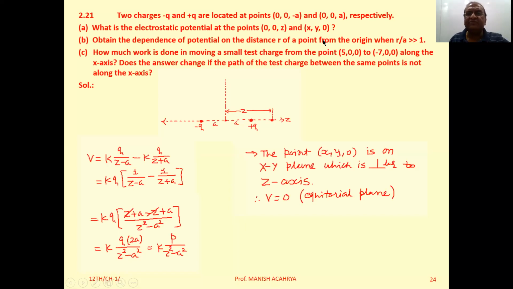Now the point (x, y, 0) is on the xy plane, and this is perpendicular to the z axis, and when z is 0 it passes through the origin. It implies that each and every point on the xy plane is at the same distance from minus q and plus q. So the potential at each and every point will be 0. So we can say that is an equipotential surface. Clear to all of you?